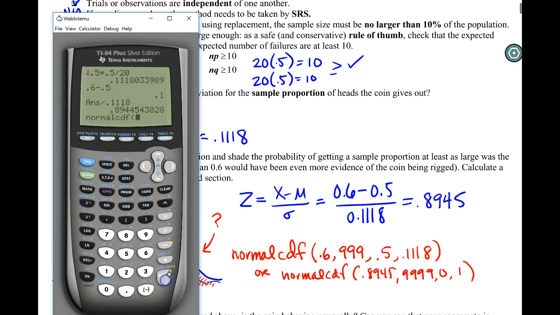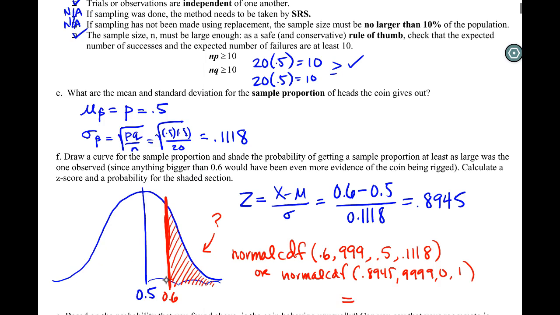Oh, do I have the wizard off? Good, no wizard. So 0.8945, a bunch of nines. Since I don't have my wizard on, I don't even need to put in the mean and standard deviation since I use the z-score. But this is our probability.